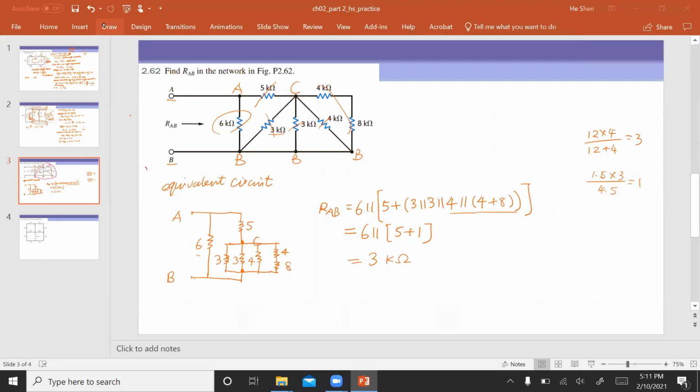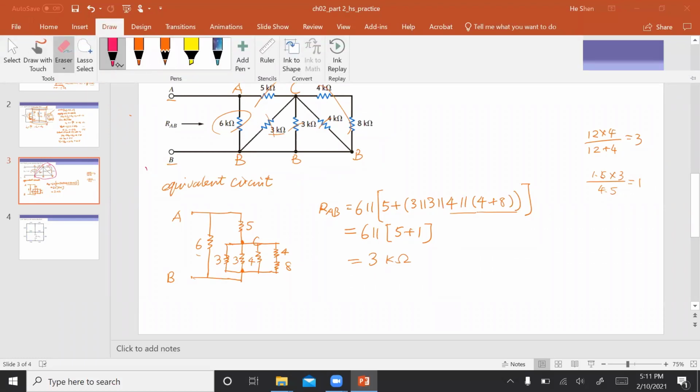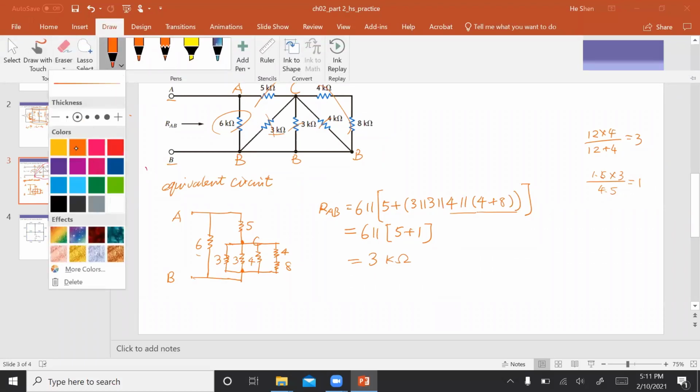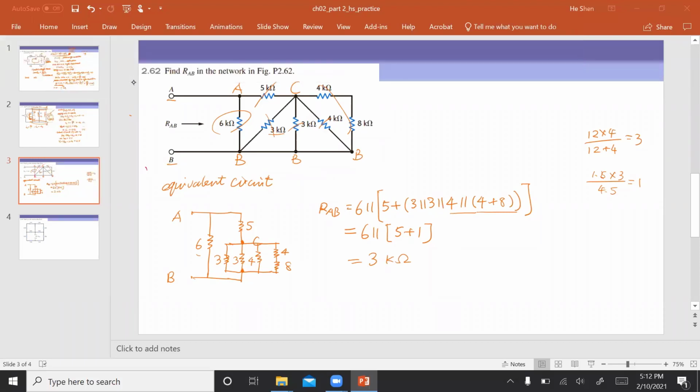All right. So let's look at the next problem. Professor, sorry, dumb question. Why do you do the calculation like that? The 12 times 4 over 12 plus 4?